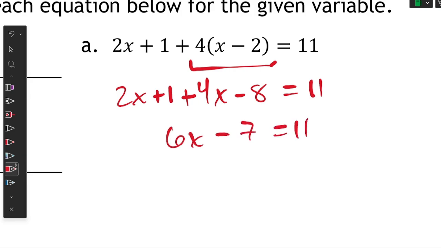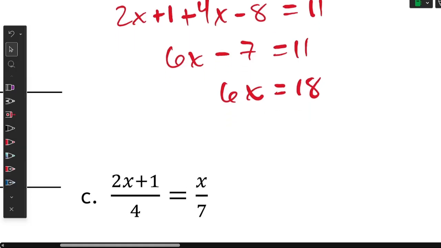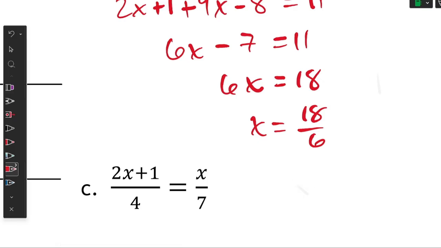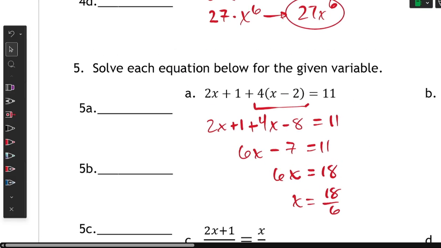If I add 7 to each side, this becomes 6x is the number 18. And then if I divide by 6, I get x is 18 over 6, which is the number 3. So for this first equation, x is 3.